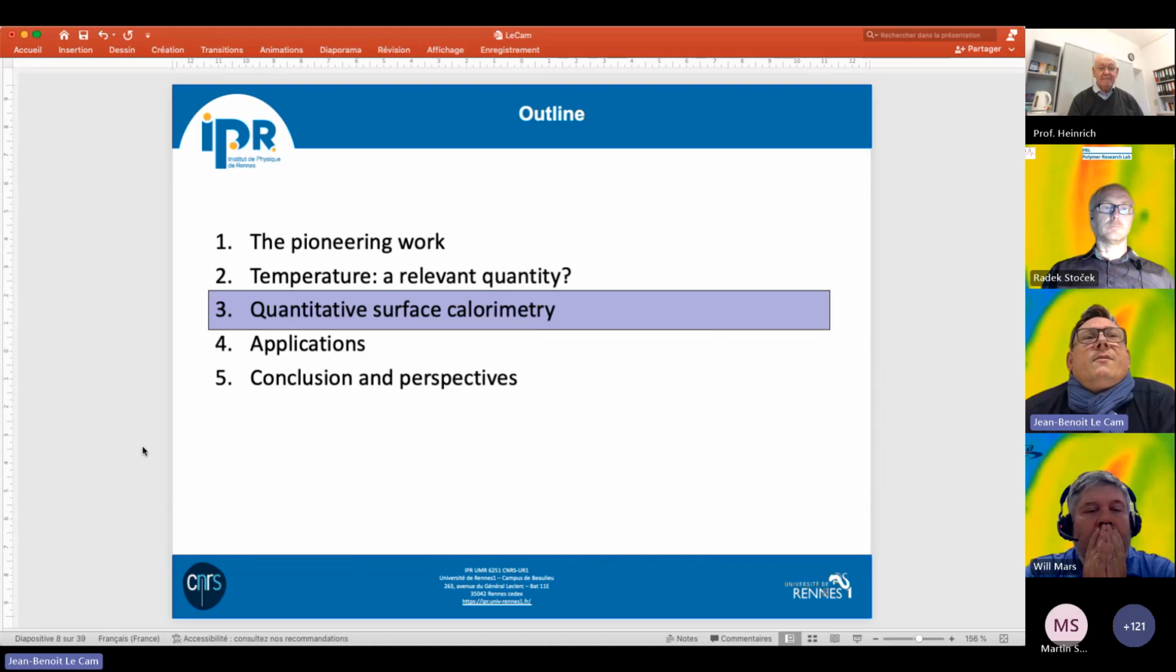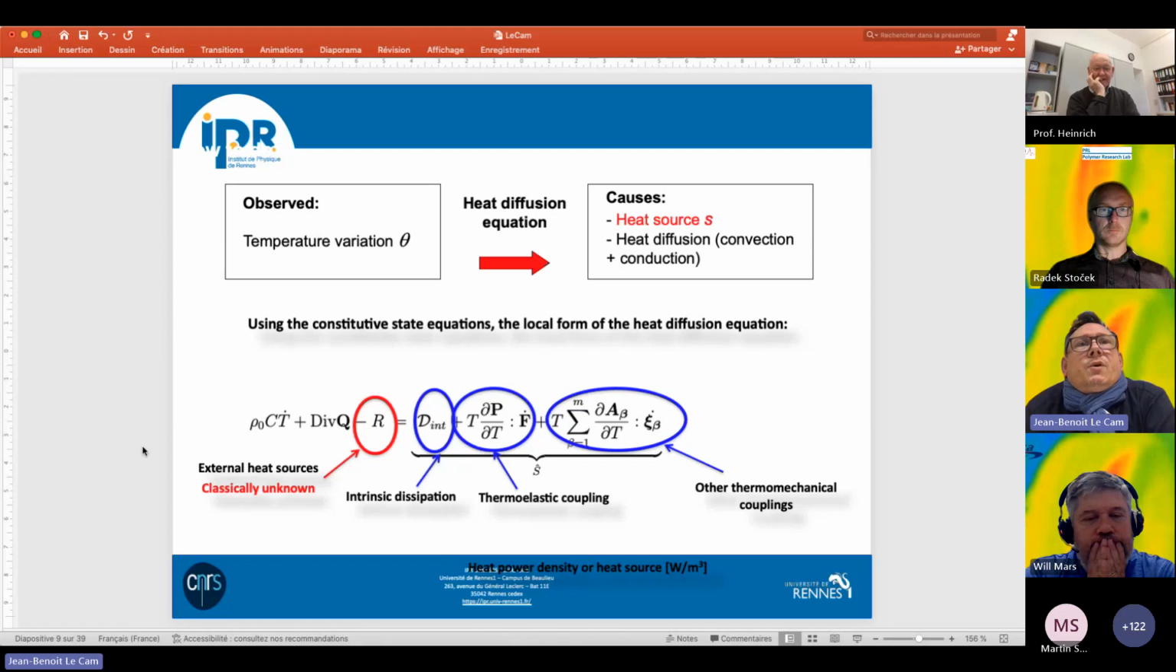Now, something like 50 years later, with the advent of imaging systems, we are able to make surface calorimetry by infrared camera, also during the deformation of materials. So how does it work? You observe temperature variation, homogeneous or heterogeneous. You have a matrix of infrared detectors in the camera, so you can have the temperature field. The temperature variations are due to the heat sources and the heat diffusion by convection and conduction, and both are linked by the heat diffusion equation that is given here in its local form. You have the contribution of the intrinsic dissipation, the thermoelastic coupling, and other thermomechanical couplings.